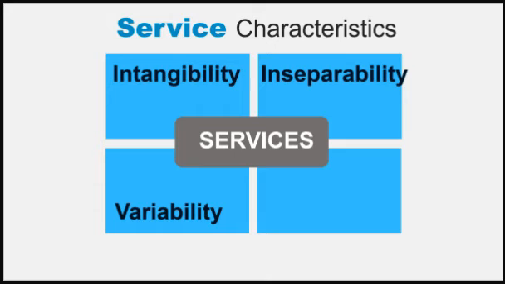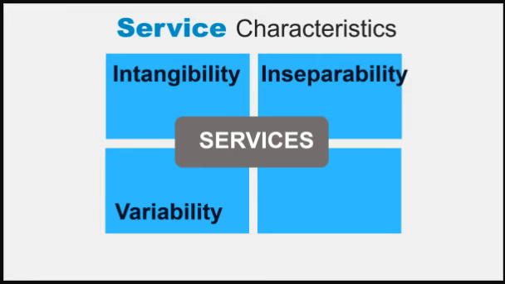Thirdly, variability. What does that mean? The same service, even if performed by the same individual for the same customer, can vary. So in the piano lesson example from the previous slide, the teacher might be performing the lesson every day for her student. Yet, depending on the physical condition, the mental mood, or the surroundings, the lesson's performance could vary, even if performed by the same teacher to the same student. That's variability.